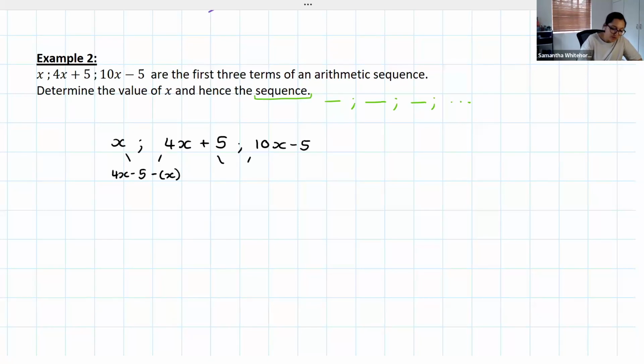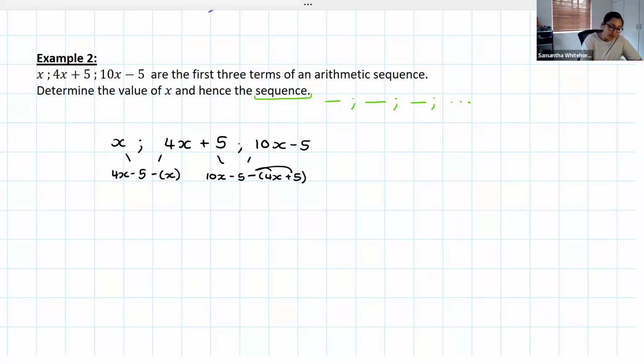This next difference would be term 3, which is 10x minus 5, minus 4x plus 1, which is plus 5, which is term 2. Now, guys, remember, I put in brackets, or we should put in brackets, because we would need to distribute that negative 1 into the brackets. If we don't do that, we're obviously going to end up with the wrong answer. So we need to remember our brackets, or at least we need to remember to distribute in the negative.